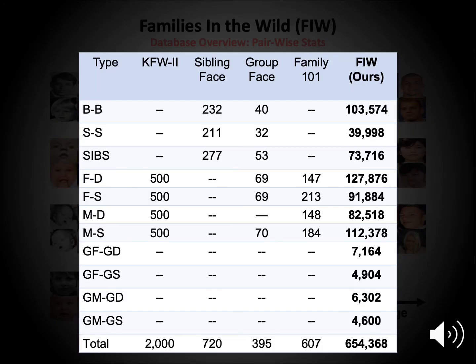Statistically, we have much more than any of our predecessors. So Families in the Wild, we have over 650,000 pairs, compared to the second largest, which was Kinship Faces in the Wild 2, which had 2,000 pairs. And we're the first to introduce the grandfather-granddaughter, the grandparents-grandchildren pairs. We also have great-grandparents and great-great-grandparents, but the pair count was too small at this point to include in an evaluation.